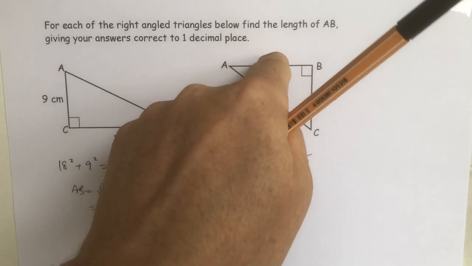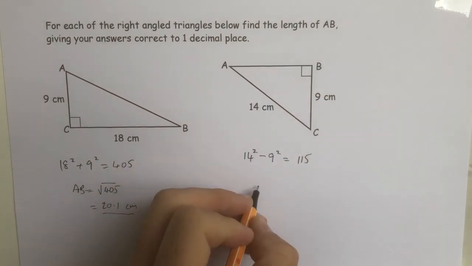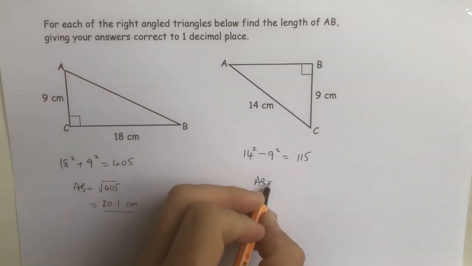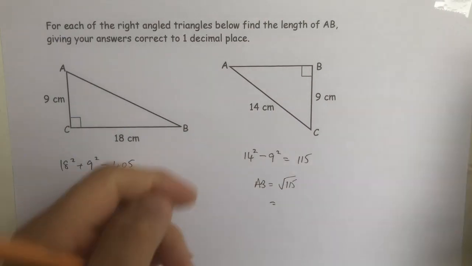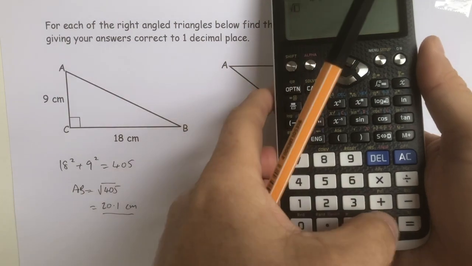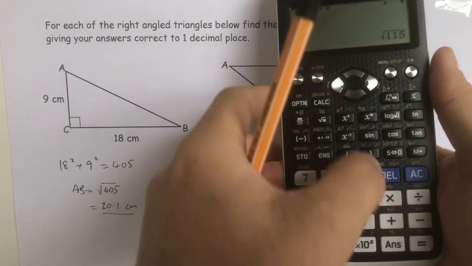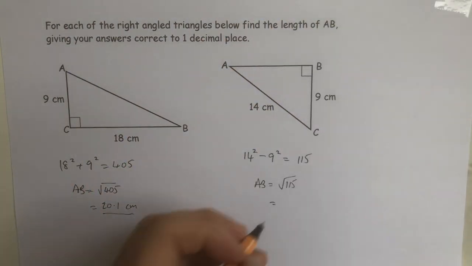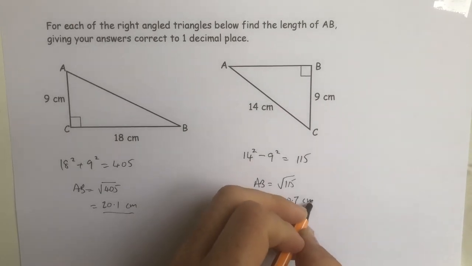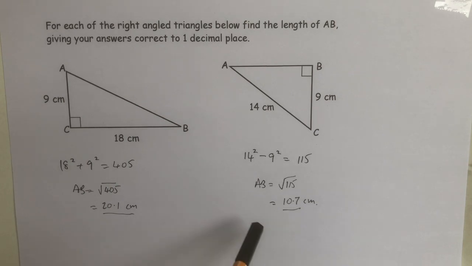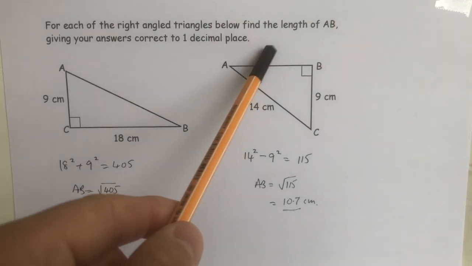So this square is 115. So AB here is equal to the square root of 115. So the square root of the last answer equals 10.7 centimetres. Whereas if I squared and add, that number would have been bigger than 14.